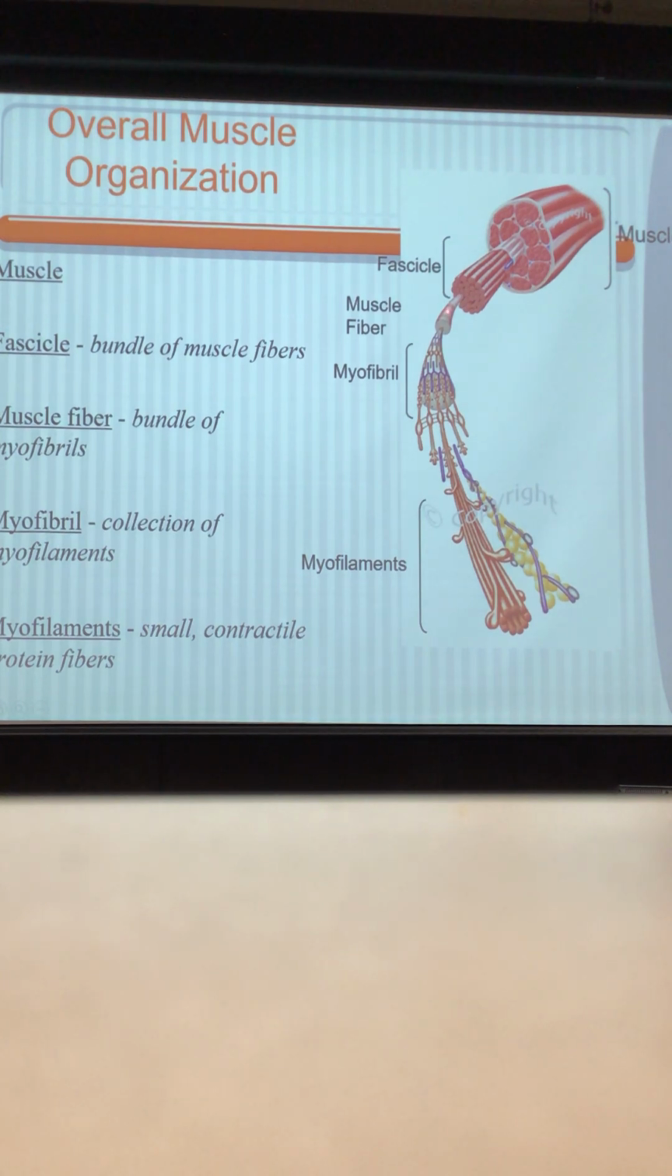Each muscle fiber, and now we're getting super microscopic, is made up of smaller components called myofibrils. And the myofibrils are made up of the smallest pieces called myofilaments.